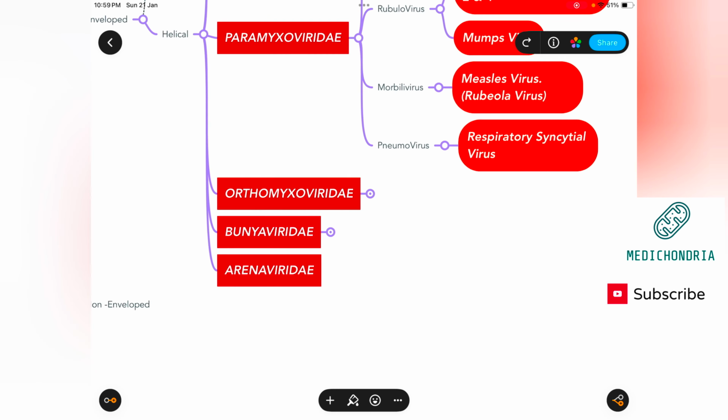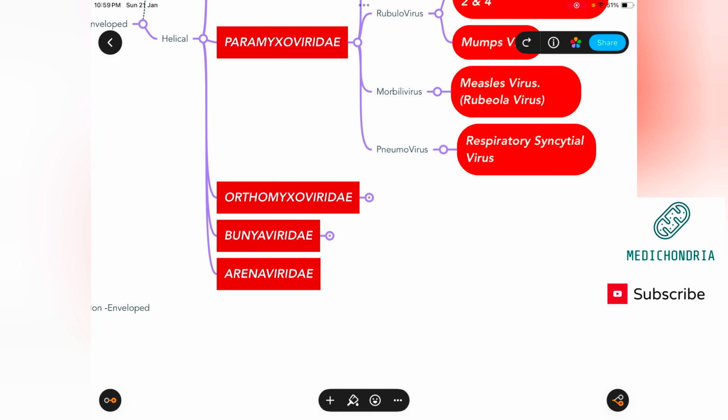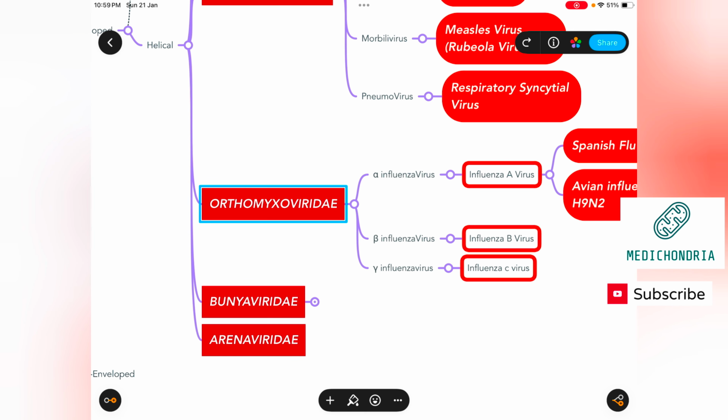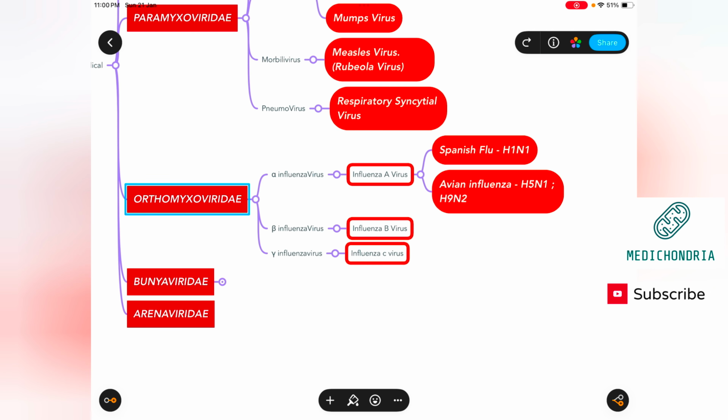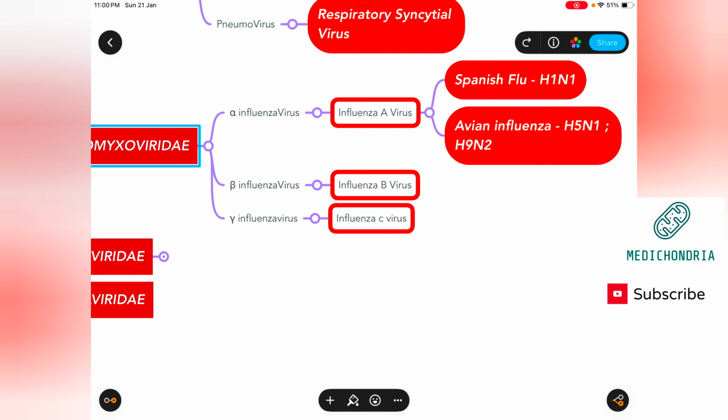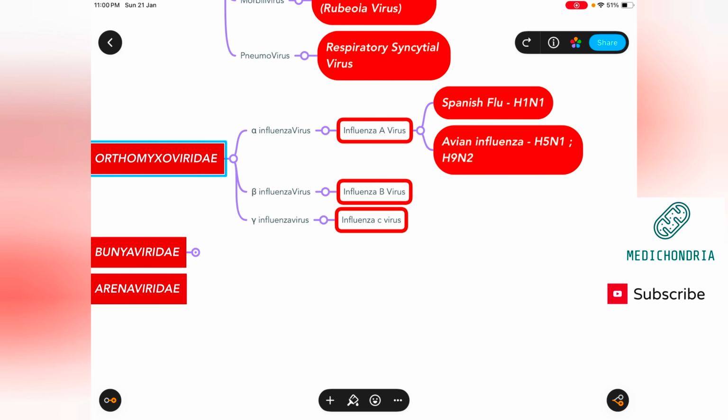And next, just like Paramyxoviridae, we got Orthomyxoviridae. Paramyxo and Orthomyxo are typically the same, but they have some differences. We'll see in further lessons, that's not important right now. Okay, so in Orthomyxoviridae we got alpha, beta, and gamma influenza viruses. In alpha influenza virus we got influenza A virus.